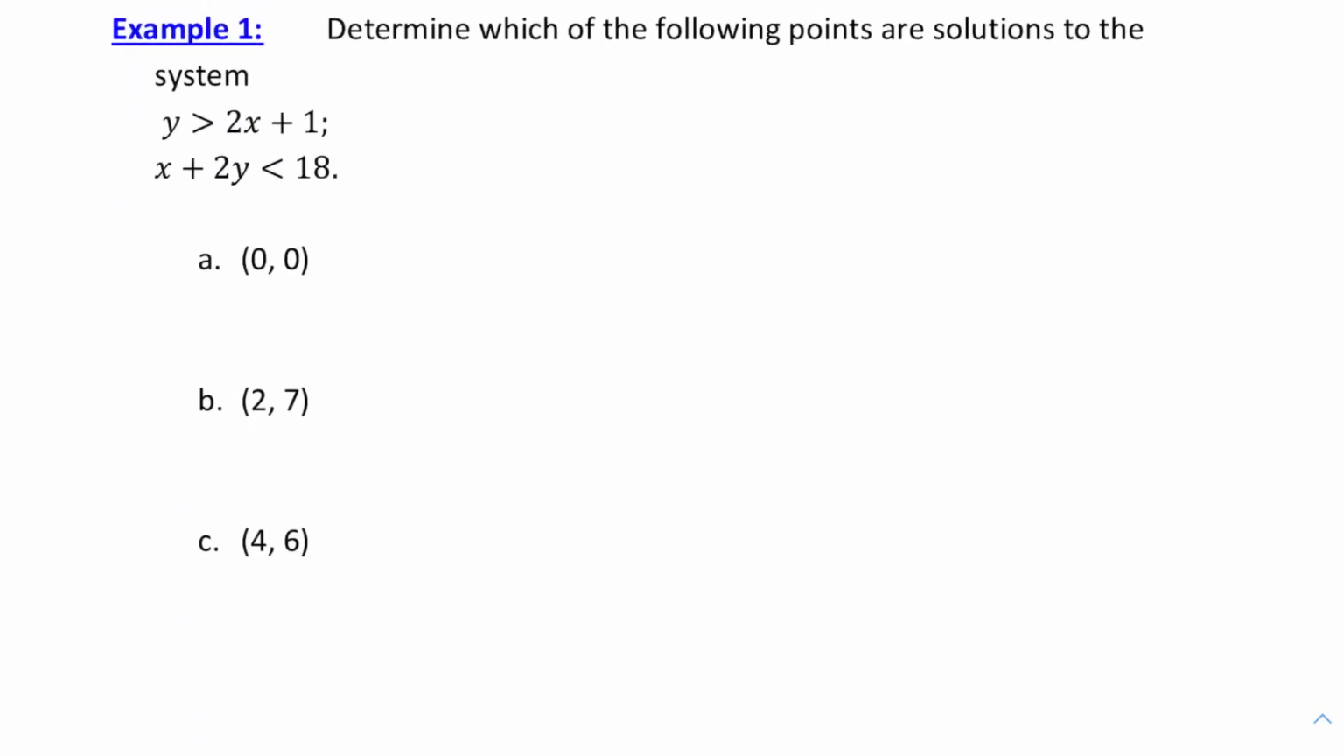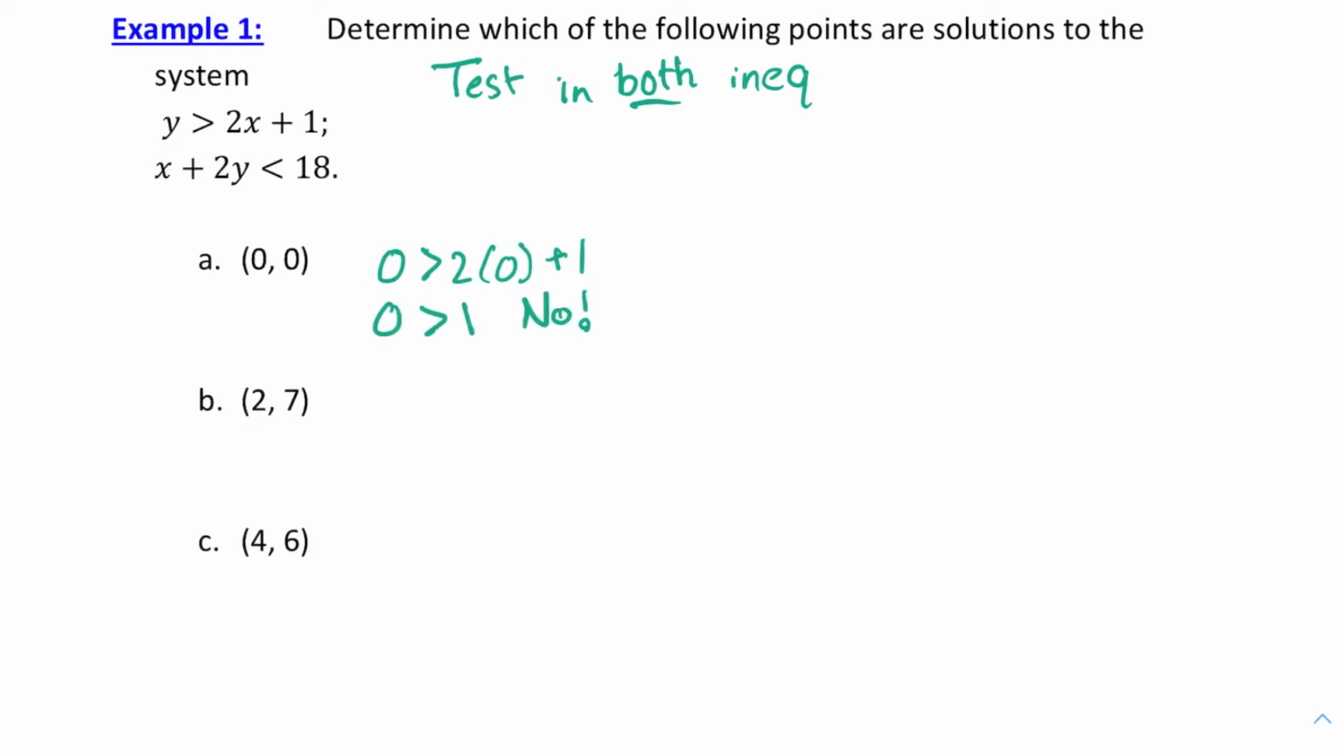To start with, we're just going to take some points and see if they are solutions to this system of inequalities. So let's see if 0, 0 works in both of those inequalities. If it does, it's a solution. Well, right away, if I plug 0 in for x and y, it doesn't work in the first inequality, so I don't even need to try it in the second one.